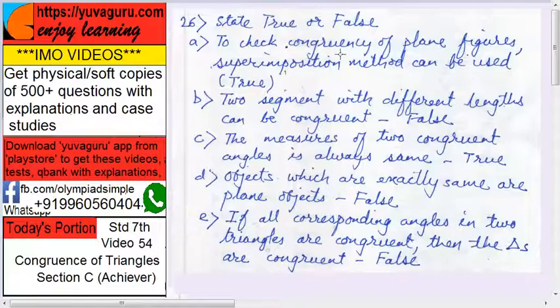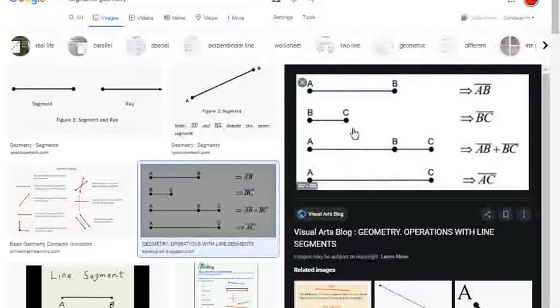So if two triangles are put over each other and they match exactly, then they are congruent. That's the way. Okay, so that's why it is true. Next: two segments with different lengths can be congruent. That's false. Say this, AB and BC. These are two segments. Are they congruent?